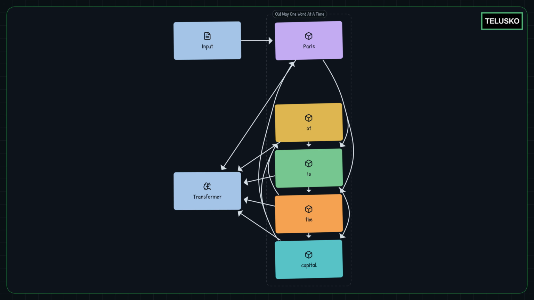We give that cross-referencing a name. It is called attention. Each word pays attention to the others, deciding which ones matter most for its own meaning. The weights shift depending on context, so the same word can mean something completely different just by looking at its neighbors.